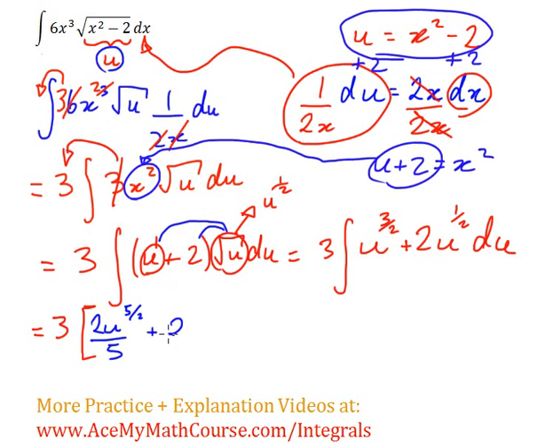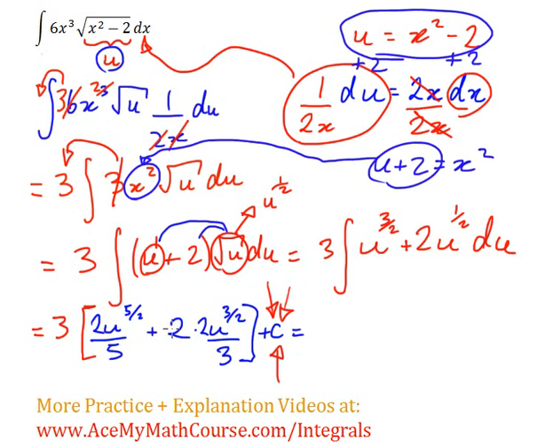Over here, we have the 2 times u to the half. What's the integral of that? I need to add a 1. So 1 half plus 1 is 3 over 2. And I'm dividing it by 3 over 2 as well. So in other words, I'm multiplying it by 2 over 3. And I'm adding a c at the end. Because this is, of course, an indefinite integral, and that's what we always do. Please do not forget to add a c at the end.